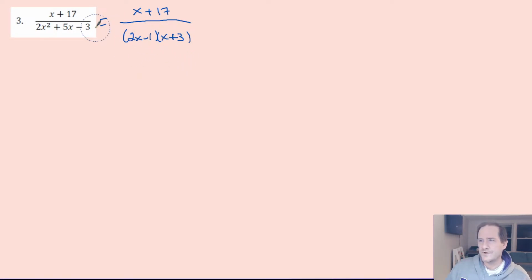So your firsts will give you the 2x squared. Your outers are giving you 6x. Your inners are giving you -1x. So that's a total of +5x. And the 1 and the 3 are giving you -3. So we're factored correctly. So this is another quote-unquote simple one where we just have 2 non-repeated linear factors. So you know you're just going to have a over one of those factors, probably the 2x minus 1. Then you're going to have b over the x plus 3.